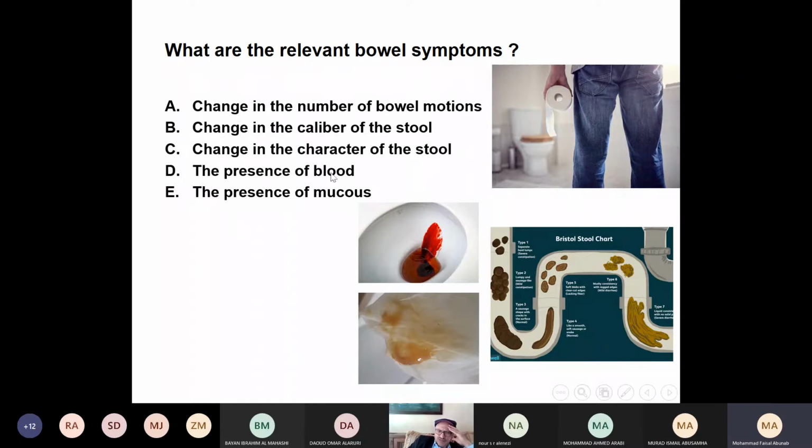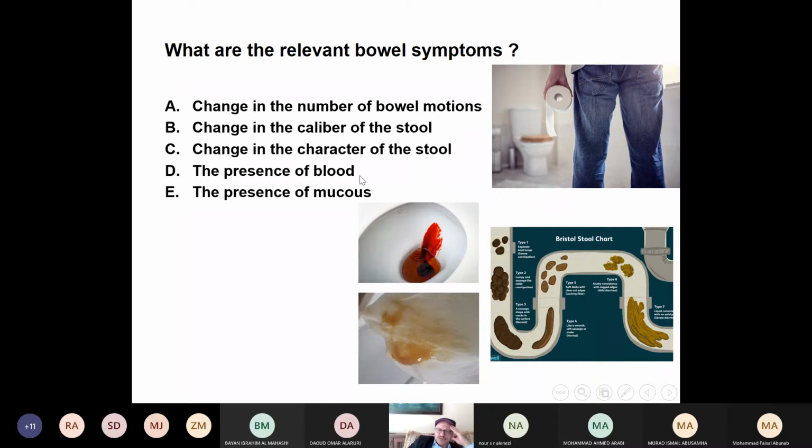I'm talking about the symptoms, and you didn't answer. I say the presence of blood, the presence of mucus. This patient who comes with intestinal obstruction may tell you, I've been noticing some blood coming through the stool over the last days or weeks or months, or I've been noticing some mucus.